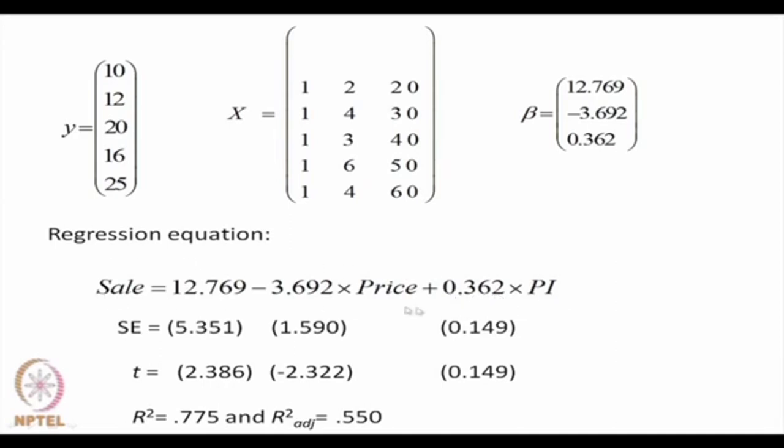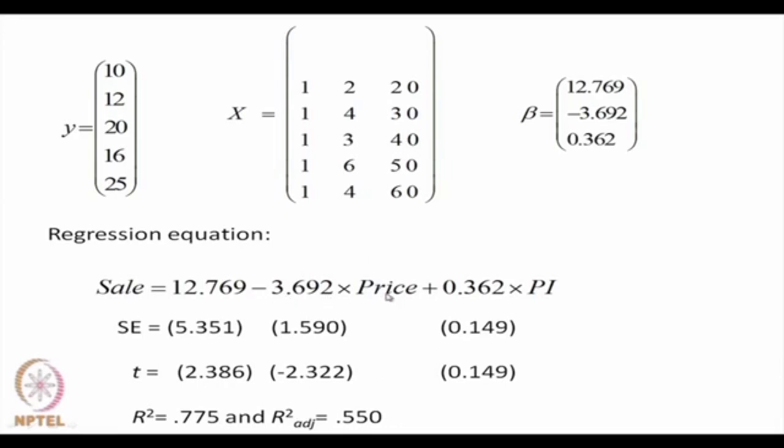Now, from this equation, the interpretation is that if there is a unit change in price, while the other variables like personal income are held constant and remain as they are, but price increases by 1, then the sale will fall by 3.692.